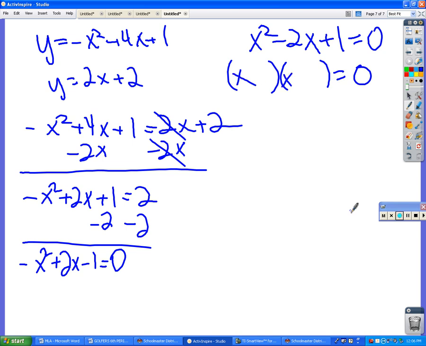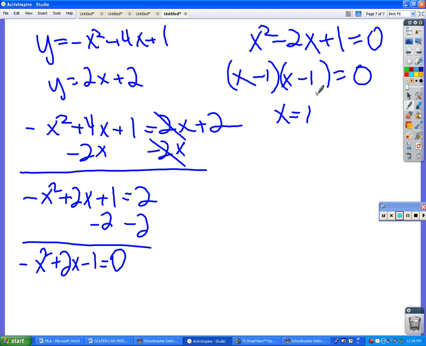Not yet. So I need two numbers that multiply together to be 1 and add together to be negative 2. Negative 1 and negative 1. And so what's my answer here? X equals 1 or x equals 1. Oh. It comes out to be the same because 1 minus 1 is 0 and 1 minus 1 is 0. So this one only has one answer.